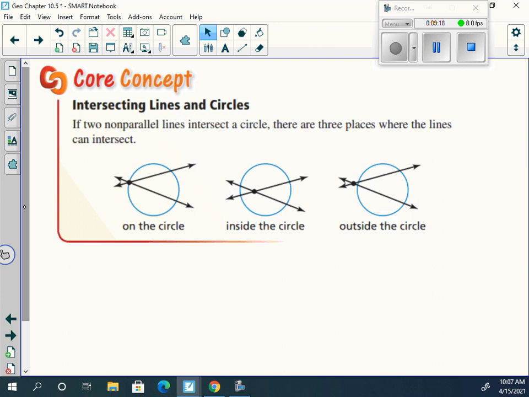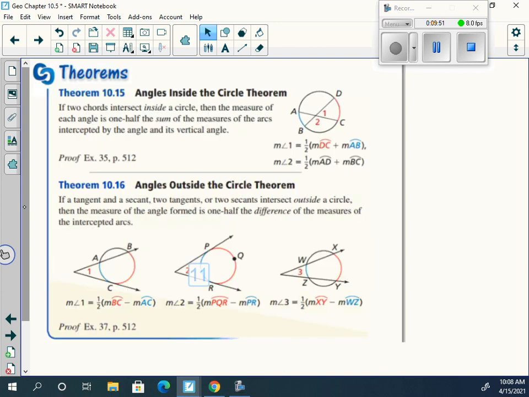Intersecting lines and segments. Now, if two non-parallel lines intersect a circle, there are 3 places where the lines can intersect. They can either intersect on the circle, in the circle, or outside of the circle. Now, we've already talked about on the circle, because if 2 lines intersect on the circle, that's called an inscribed angle. And an inscribed angle is equal to half the measure of its arc.